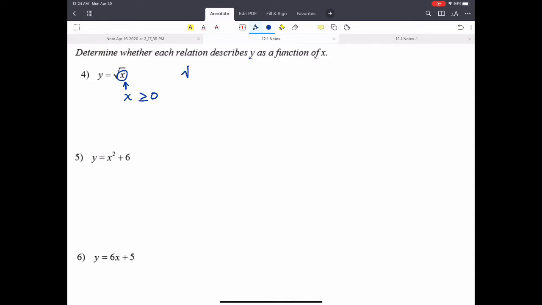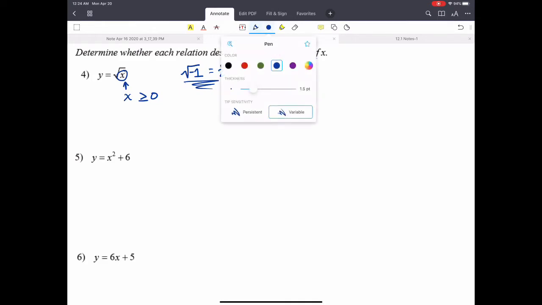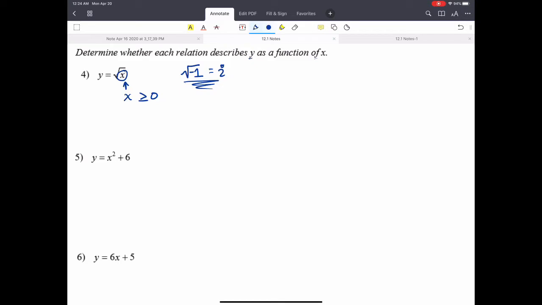I know we've talked about imaginary numbers, where we can have the square root of -1, but the answer to that is an i, which is not a real number. If we're talking about domain and range, we're talking about the real number solutions, so imaginary numbers are not going to be allowed. So this one right here is a function of x as long as x is greater than or equal to 0, and that would be the domain, basically. The domain is going to be all values of x such that x is greater than or equal to 0.